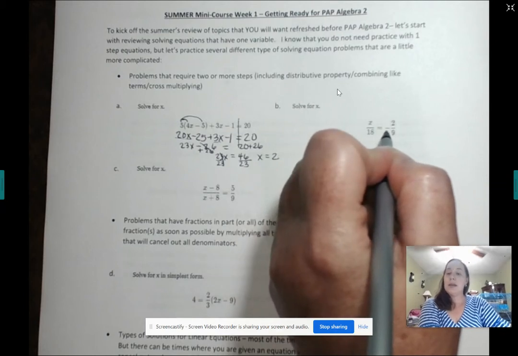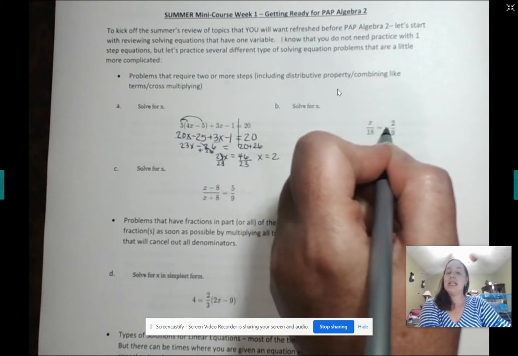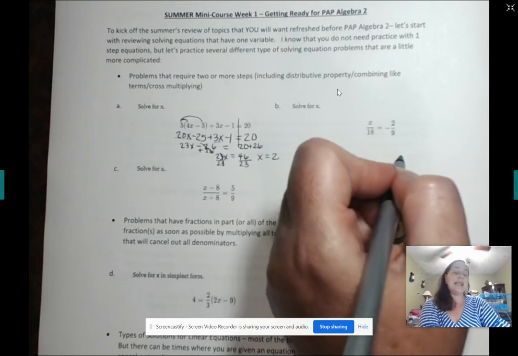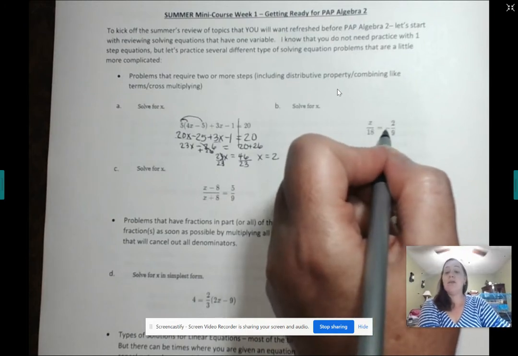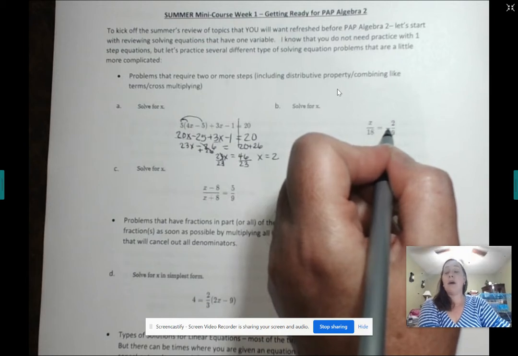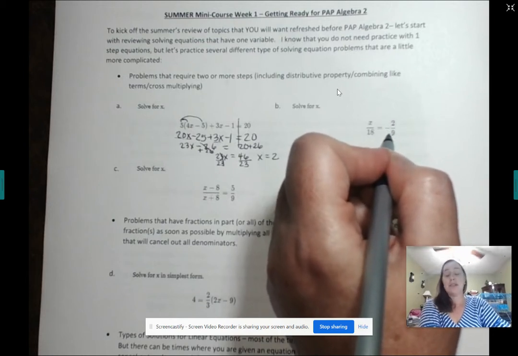The only trick here is making sure that this minus sign needs to either go with the 2 or with the 9, and it does not make a difference which one. Just please do not forget the minus sign. And the other problem is don't put a negative with both numbers. That's a negative over a negative, which is not a negative.